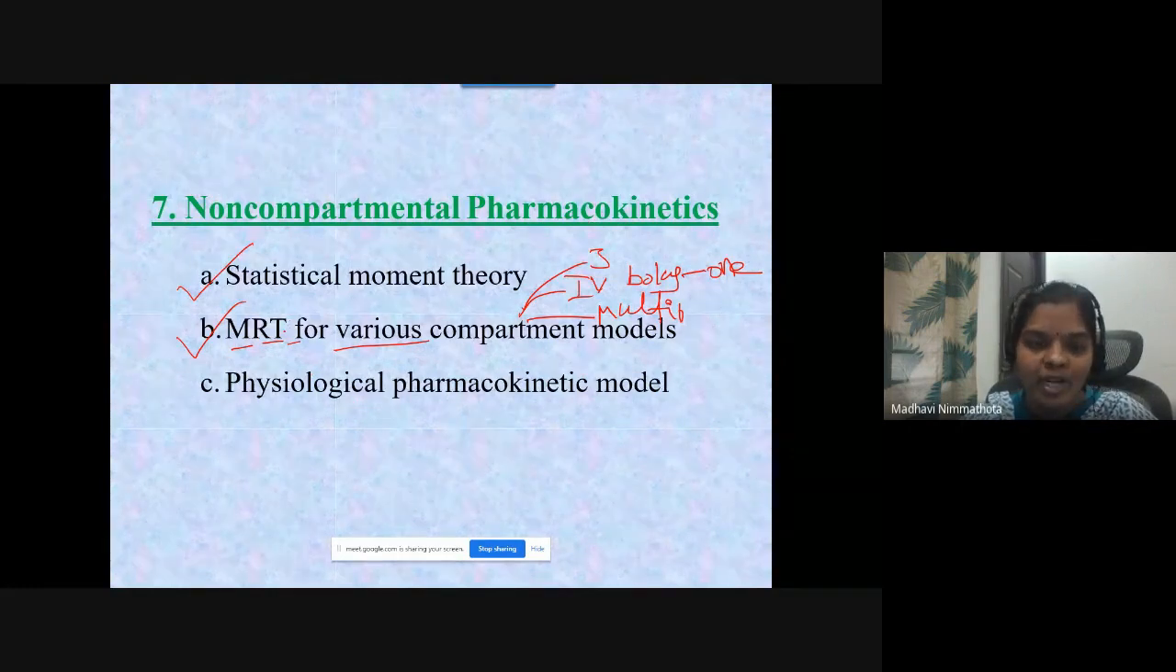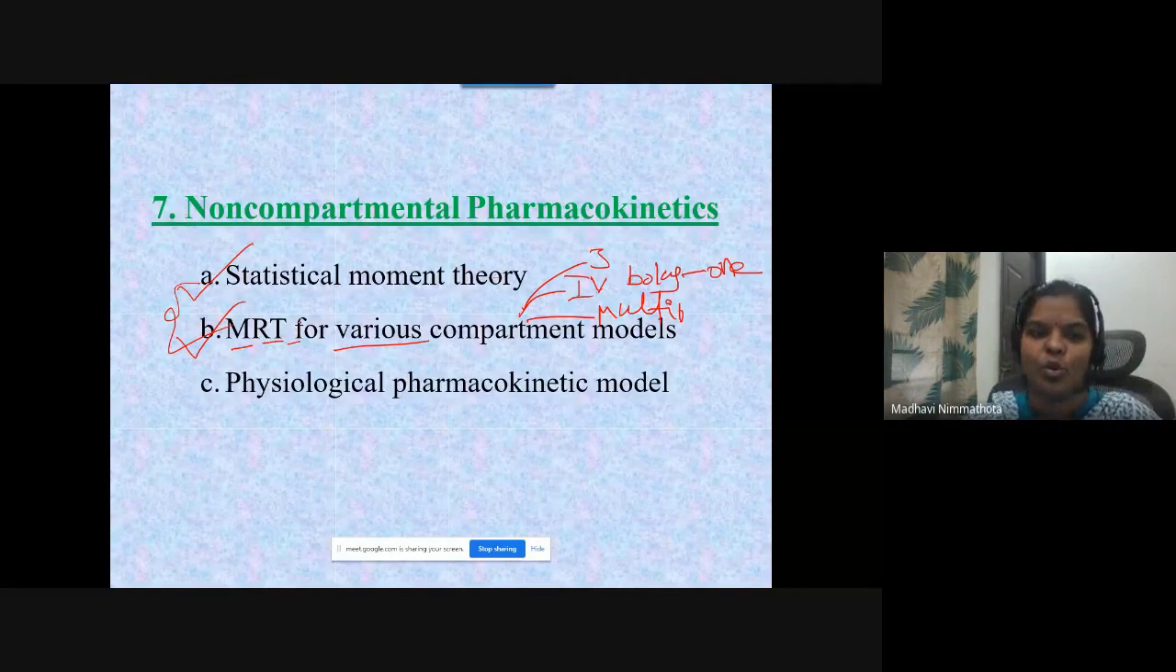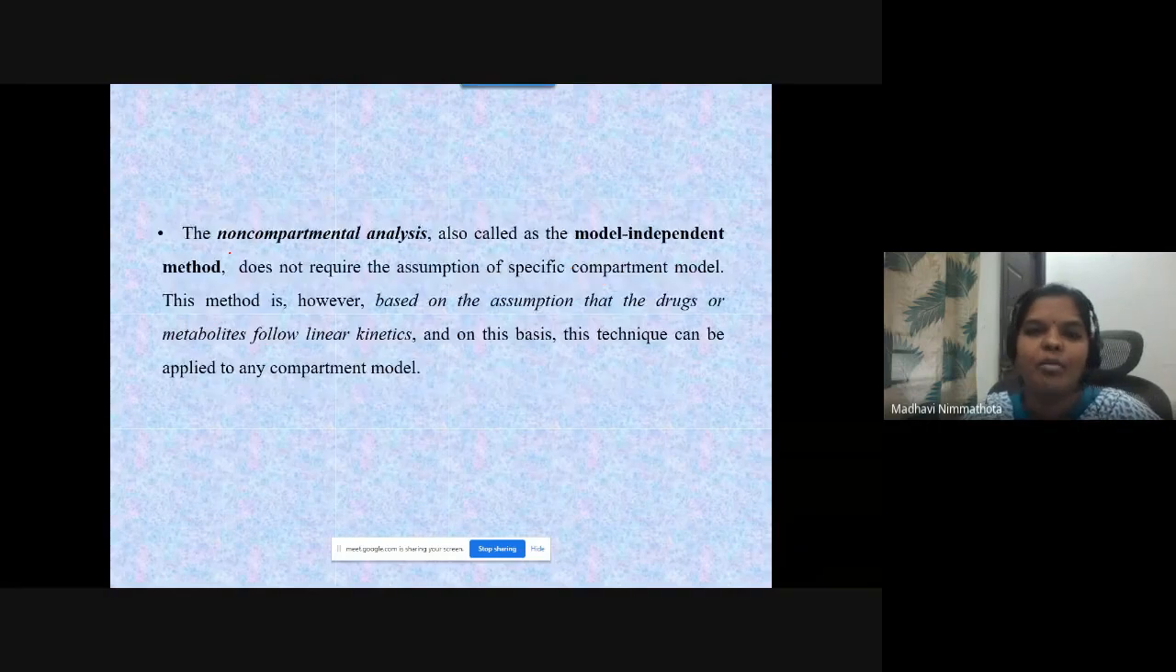And one more important thing, there is a relationship between the statistical moment theory and the MRT. So in the classes, we are going to read these two combined. Don't get confused. From your exam point of view, whenever they ask you to write about the statistical moment theory, it includes MRT also, the mean residence time of a drug. Okay, these three parts come under non-compartmental pharmacokinetic analysis.